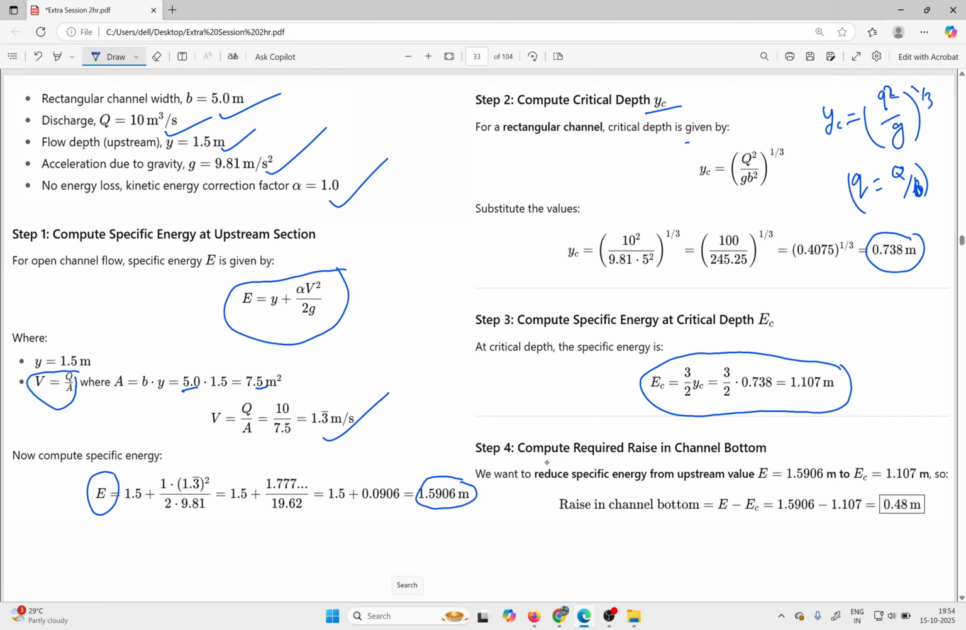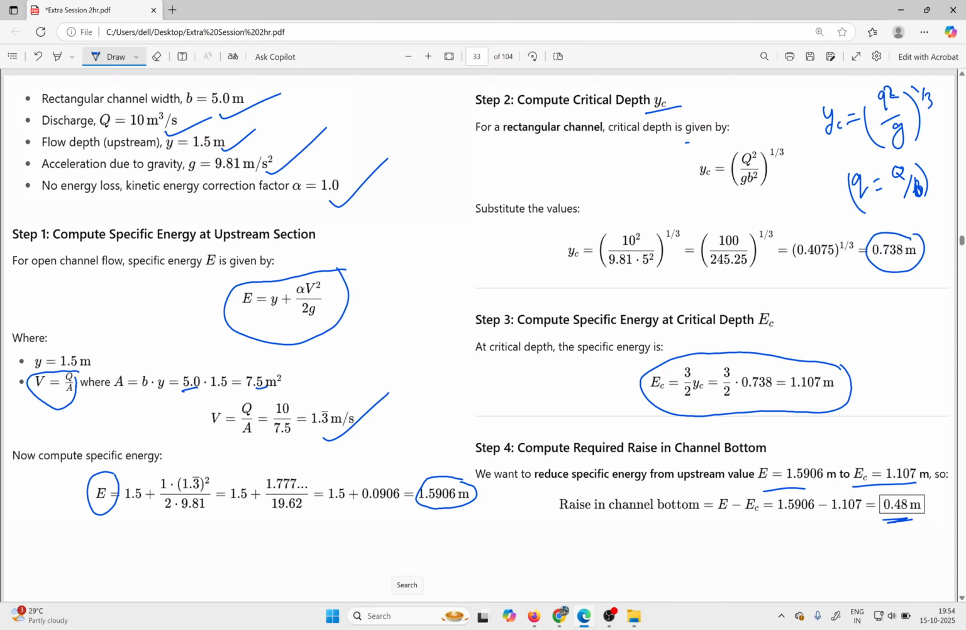So now compute the required rise in the channel bottom. We want to reduce the specific energy from the upstream value to your critical value. So the rise of the channel bottom is E minus Ec. Your final answer will be 0.48.